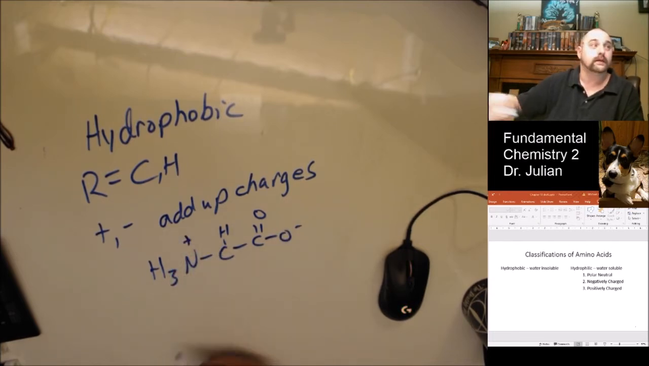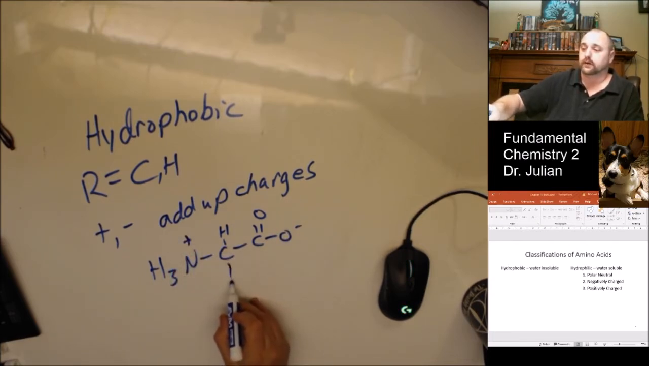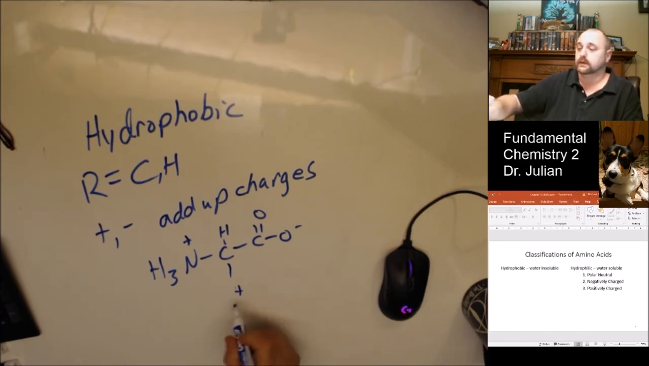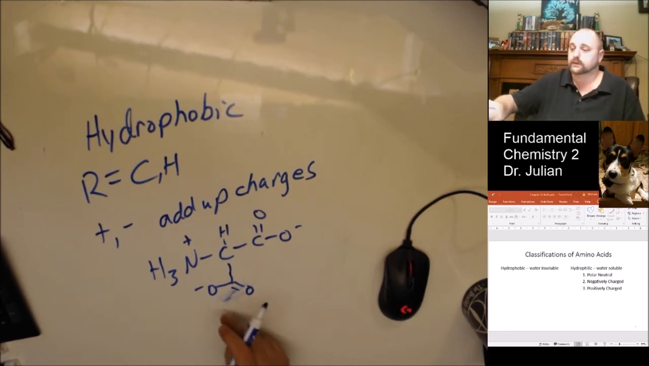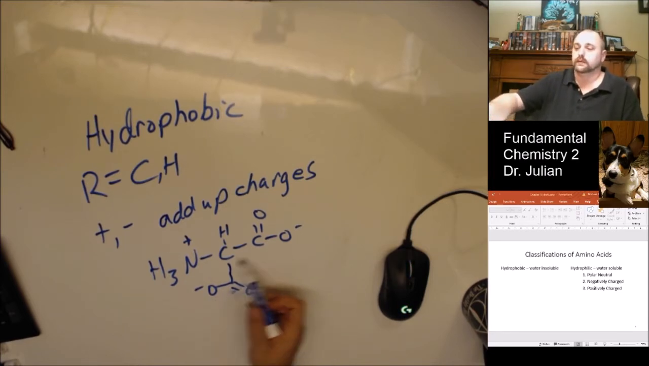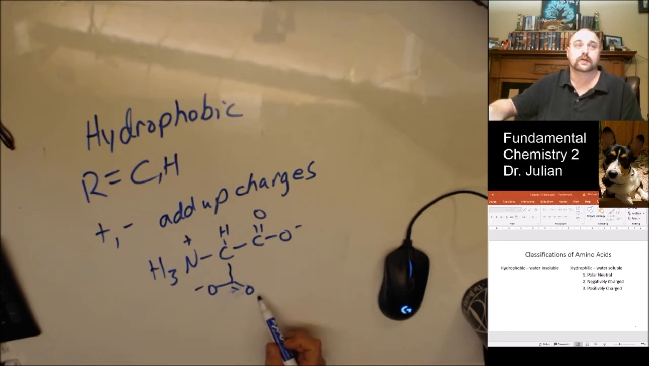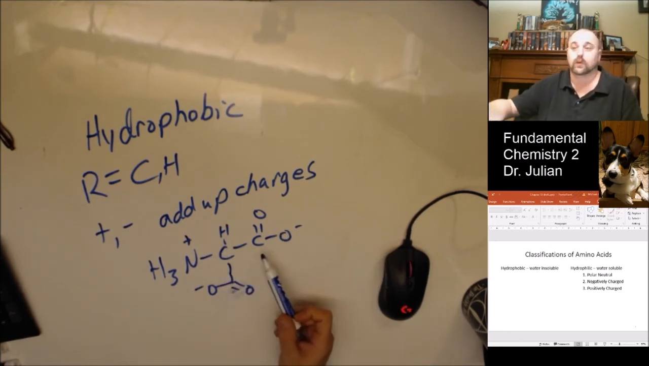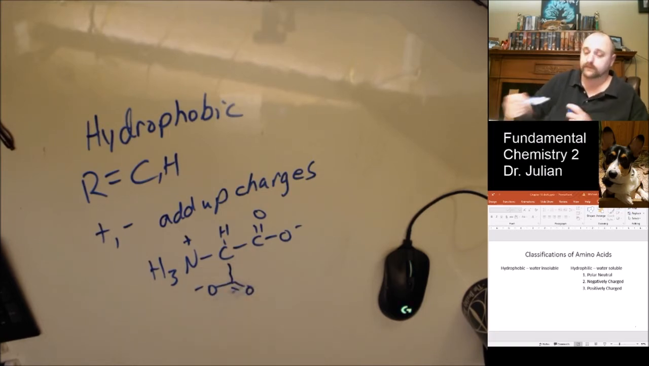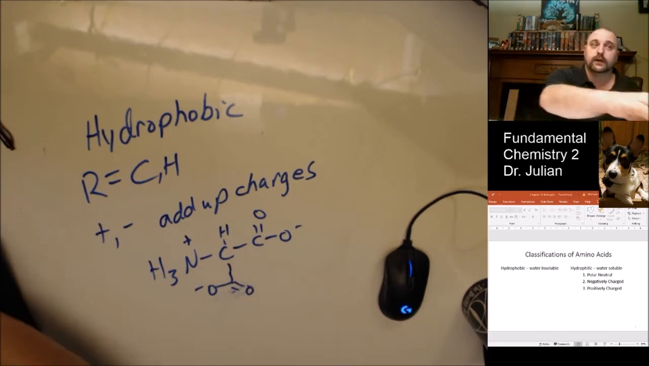This positive and that negative cancel out. But if our R group has some kind of positive or negative on it, for instance, if it had a negative charge here, we would be able to say this is a negatively charged amino acid, and so it's going to be water soluble. If it's positively charged, it'll be water soluble as well.